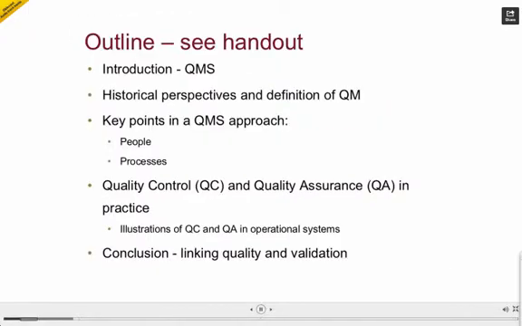I'm going to start by introducing the concept of quality management systems. I'm going to look a little bit at some historical perspectives and the definition of quality management. And I'm going to focus in particular on some key points within that approach to do with people and processes, those two Ps. And then a little bit more fine-grained look at activities which take place within a quality management system related to both quality control and quality assurance, and drawing a distinction between the two. And finally, I'll be linking the concepts of quality and validation in the conclusion.